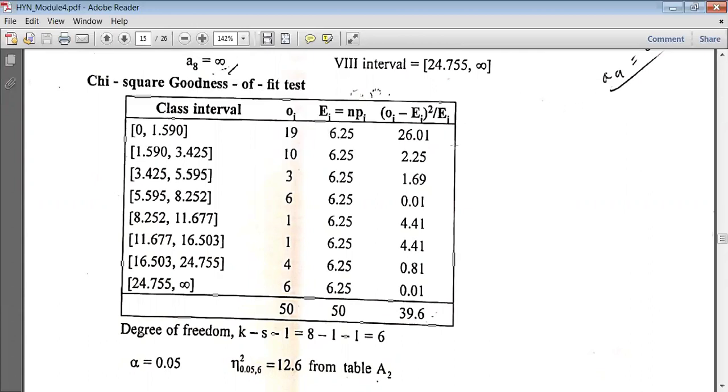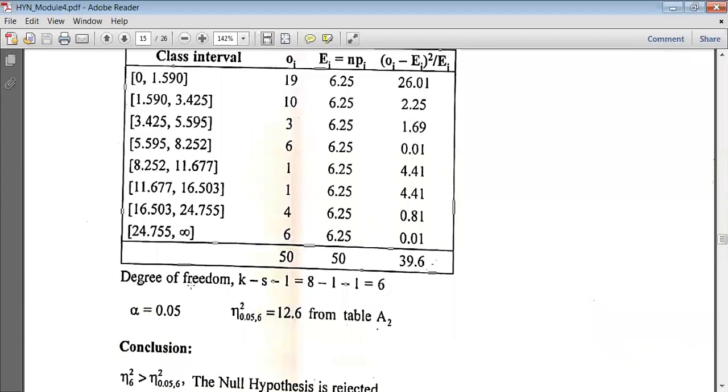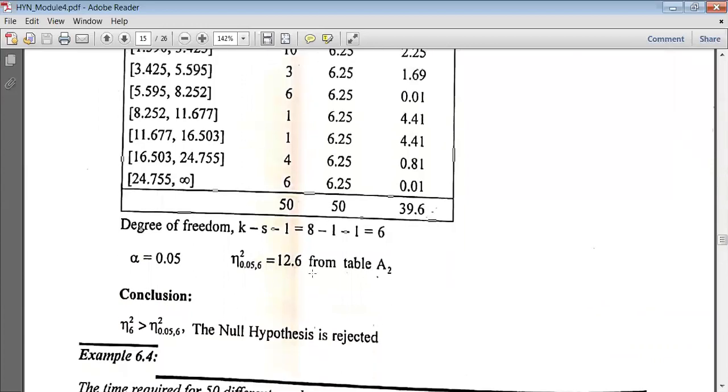So you will be getting all your (Oi minus Ei) whole square by Ei values. Once you get all the values, you have to add them, so that you will get the final chi-square value, which is the summed value of all these. Once you get this, we have to check now whether it is less than or greater than.